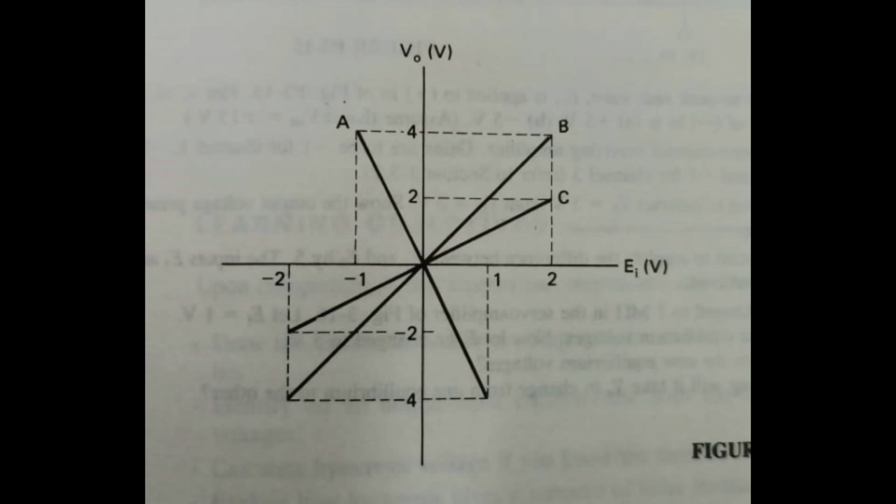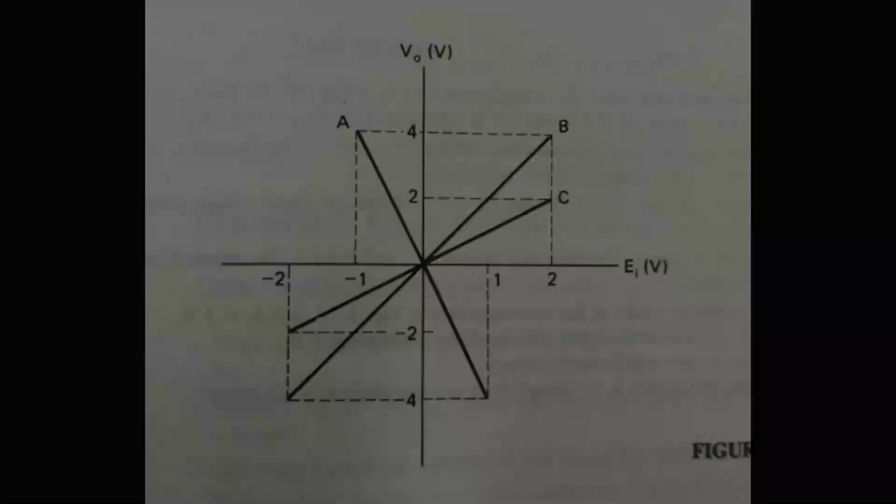Here for the B curve, see, when the input is 2, the output is 4. There is a gain of 2. Okay. So from these characteristics, you have to construct 3 circuits. This is the task for you.